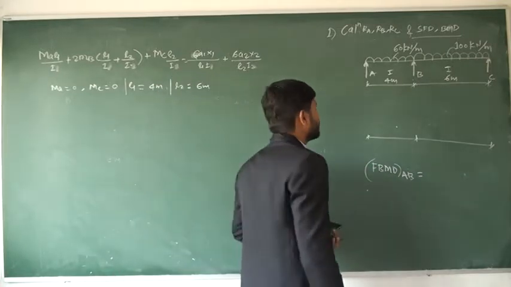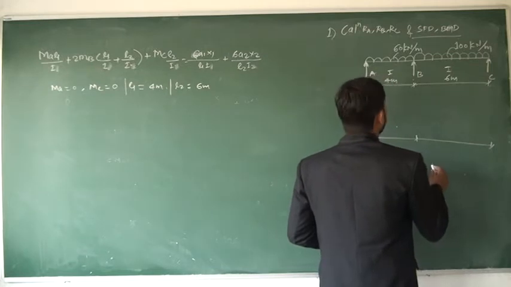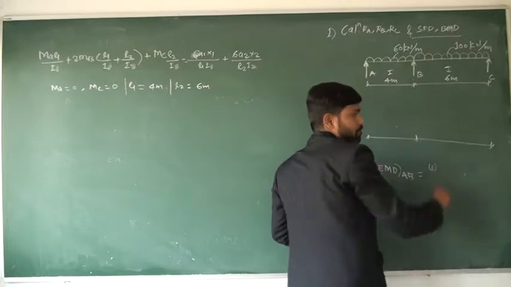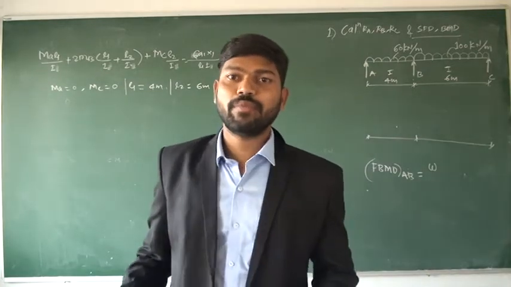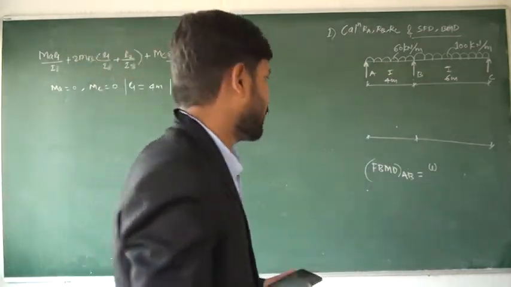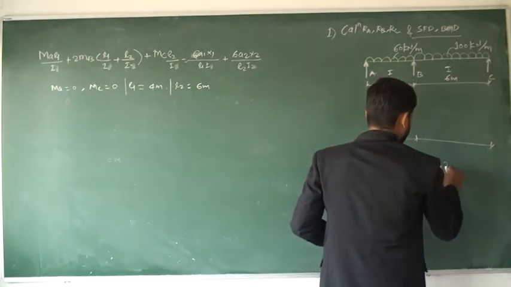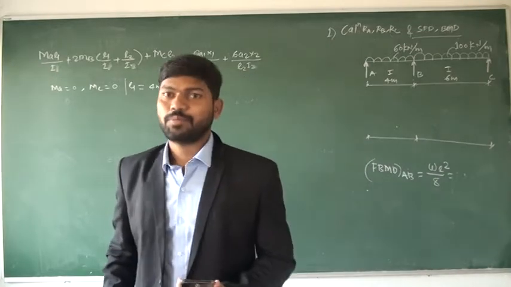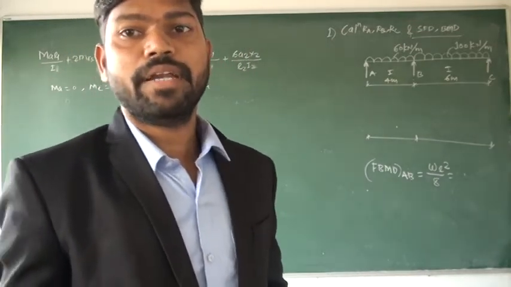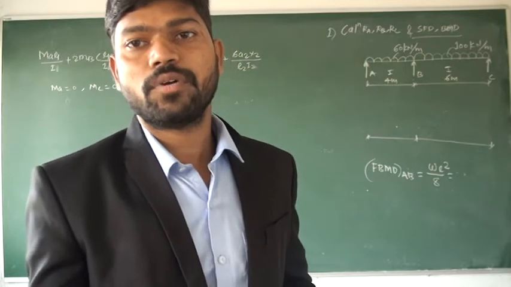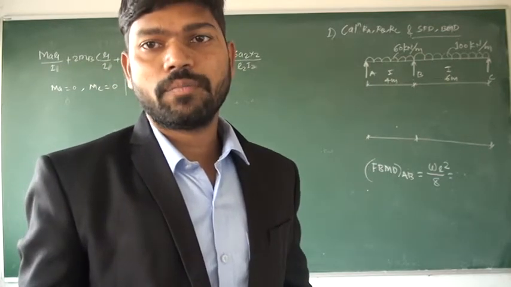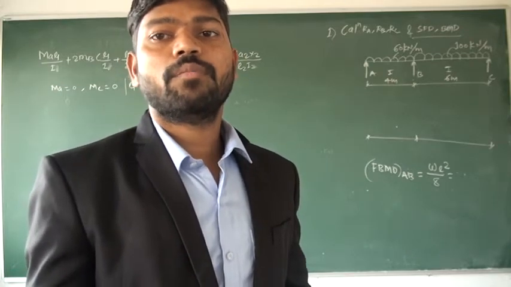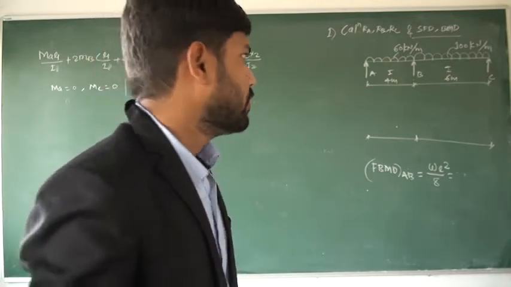So the free BMD for the AB span is now simple. It is a simply supported beam carrying a UDL. What is the formula for bending moment? Maximum bending moment will be WL square divided by 8. Yesterday the point load was there. For a point load, if a simply supported beam carries a point load in between the span, the maximum free bending moment will be W a b divided by L. Now here the UDL is there.